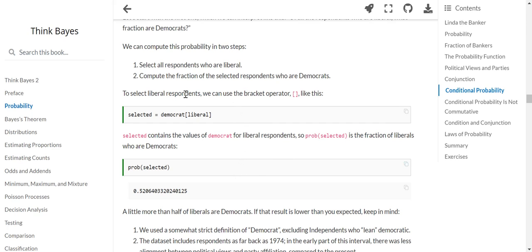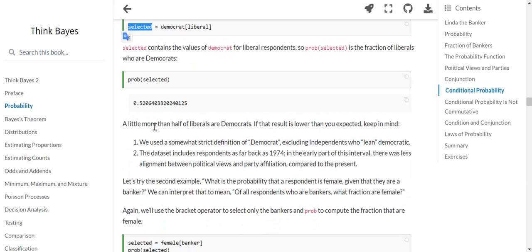Wait a minute, let me read this again. What this does is, you have a Democrat list, and when you input the liberal, it only returns the ones who are Democrats and also liberals. Those were given into a selected series, and then the probability of selected was computed. This was approximately 0.52. So a little more than half of liberals are Democrats.